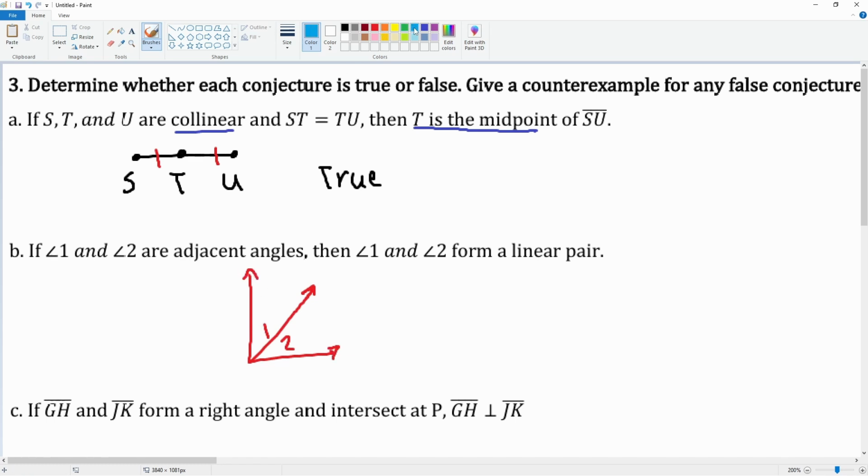They are adjacent because they share this common ray. However, this does not form a linear pair. So this becomes a counterexample, making the statement false.